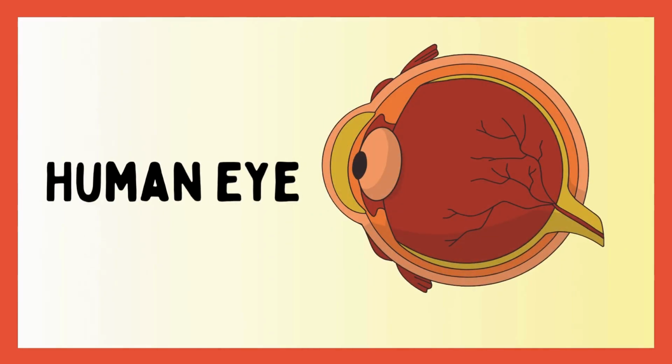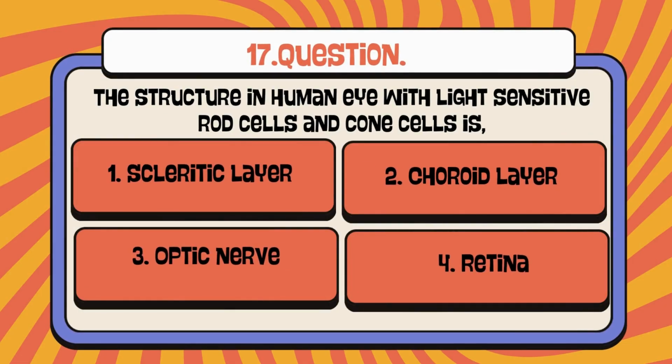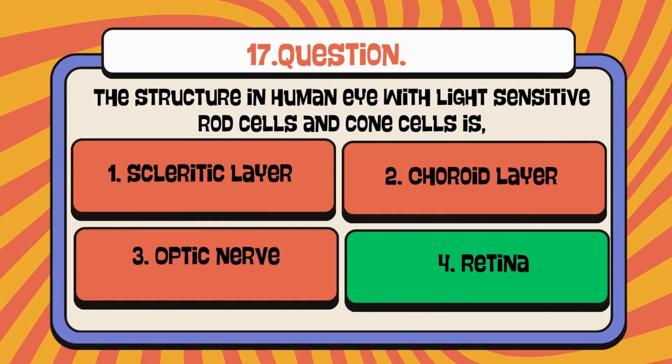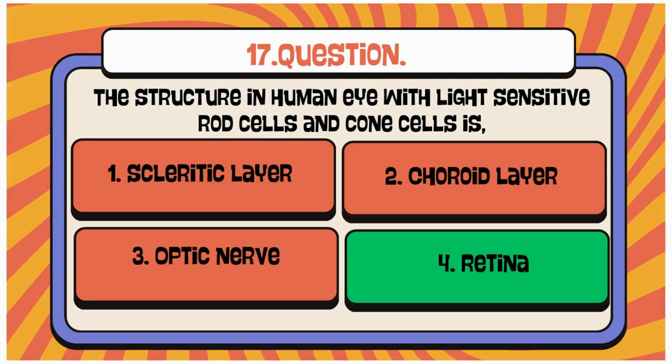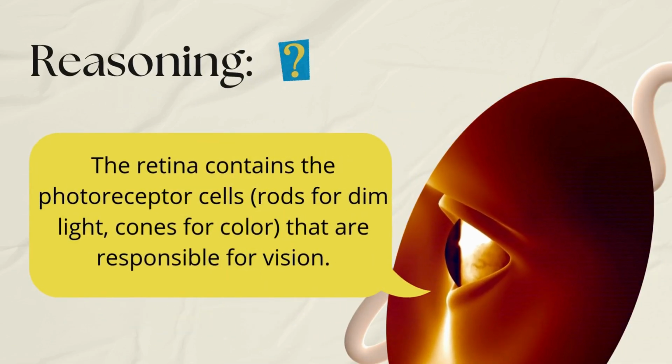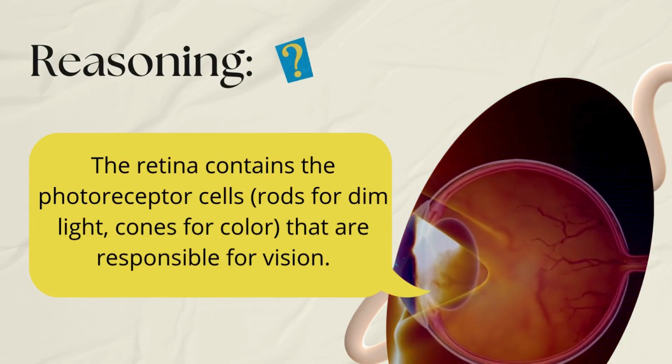Q17. Human eye. Question: The structure in the human eye with light-sensitive rod cells and cone cells is: sclerotic layer, choroid layer, optic nerve, retina. Answer 4. Retina. Reasoning: the retina contains the photoreceptor cells, rods for dim light, cones for color, that are responsible for vision.